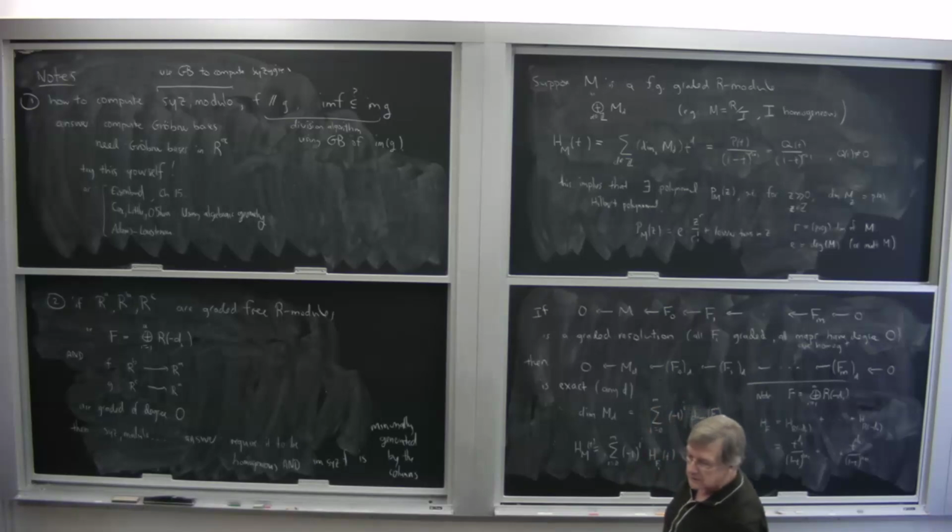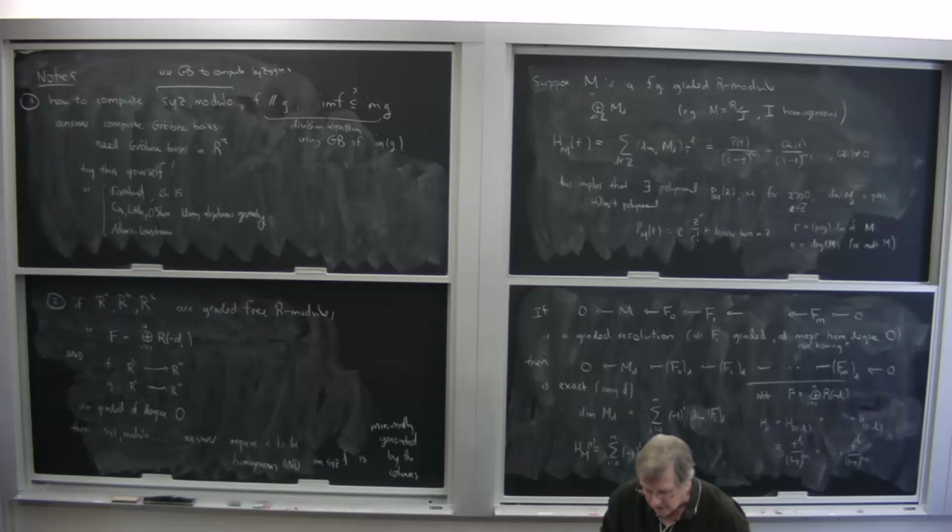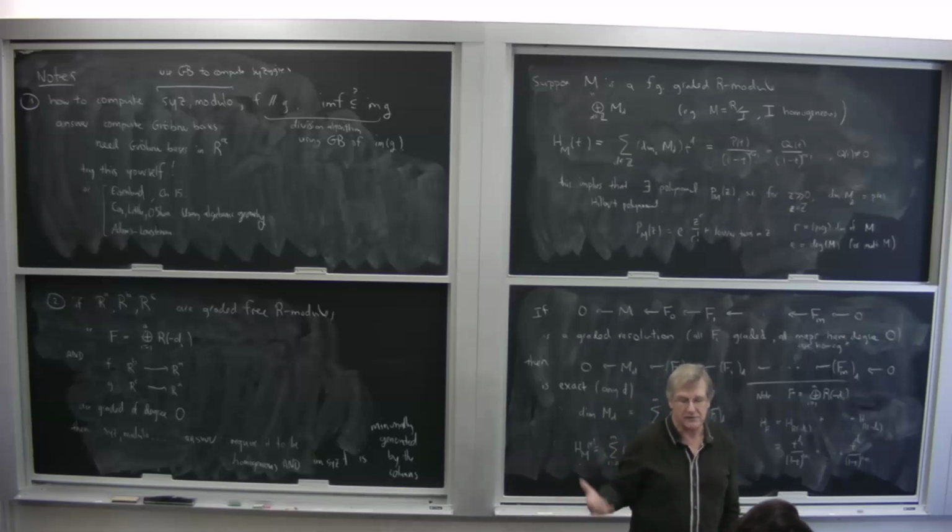I don't think I mentioned that. Because you said X_i is the kernel of delta i plus one, transpose, mod the image of delta i, transpose. But if they're out of range, if they're not one of the ones you have, there's a zero. Yeah, I see.